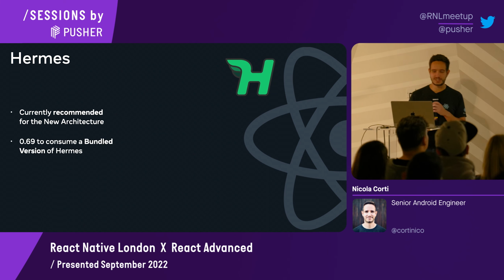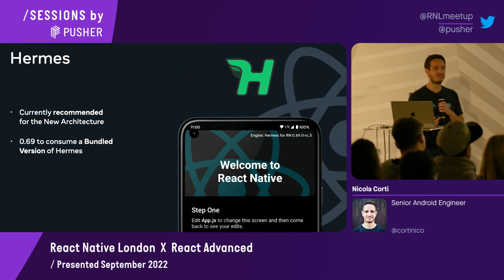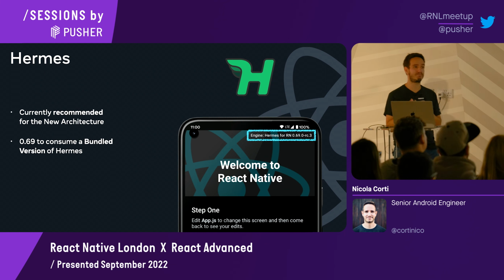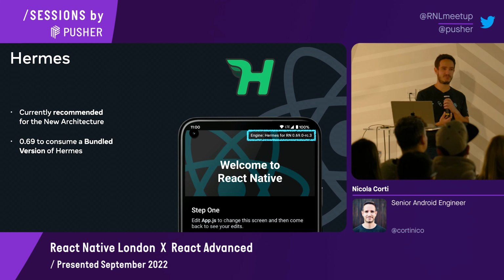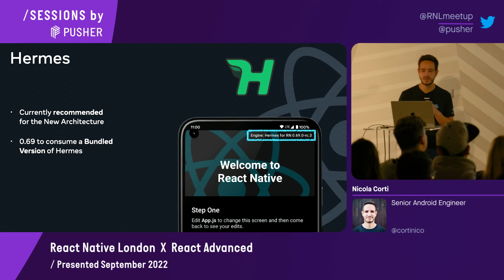From React Native 0.69, we actually shipped a change which changes how Hermes is distributed. We call this the bundled Hermes. What this means is that every version of React Native comes with an engine which has been built for that specific version. So we can ensure that that engine is compatible. There will be no runtime crashes due to API incompatibilities or so.